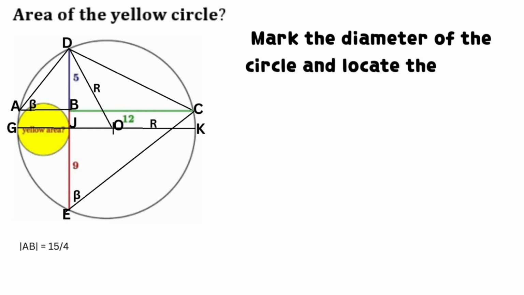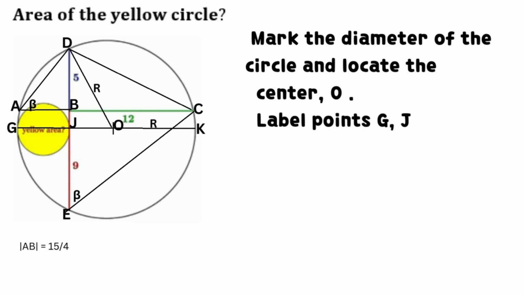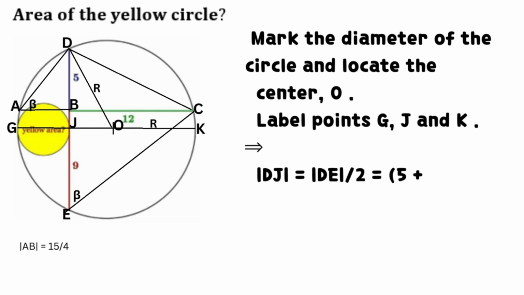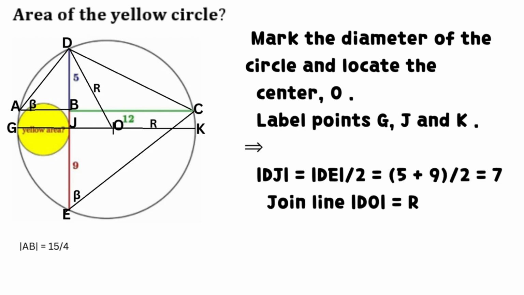Mark the diameter of the circle and locate the center, O. Label points G, J, and K. It implies that line DJ equals half of line DE, which equals 7. After substitution and simplification of values, join line DO equals R.